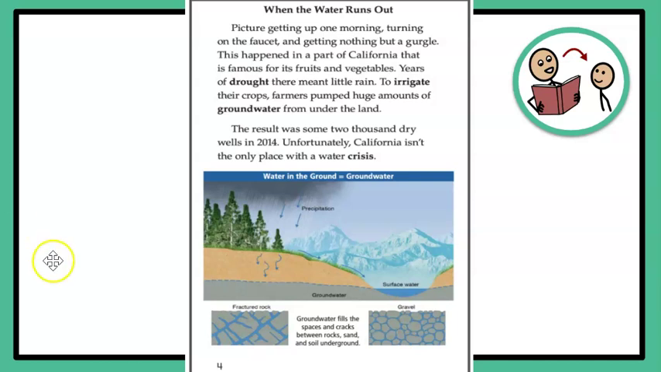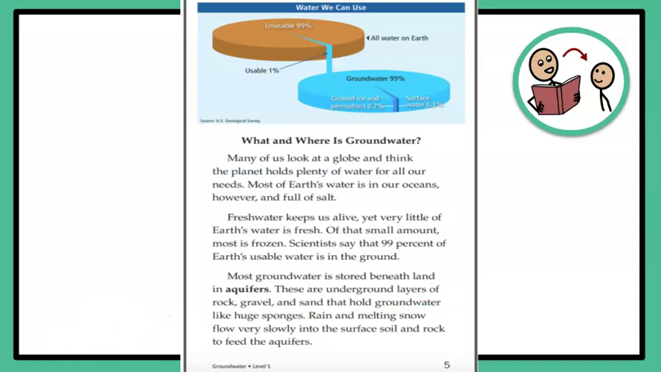Y ahora veamos la imagen. Water in the ground equals groundwater. Precipitation, surface water, groundwater. Fractured rock, gravel. Groundwater fills the spaces and cracks between rocks, sand, and soil underground. What and where is groundwater?